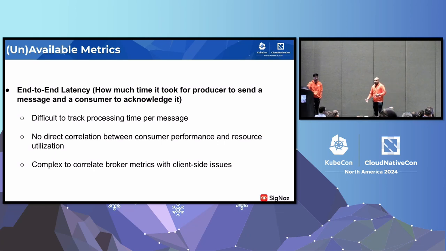Next is the end-to-end latency of a message. The end-to-end latency refers to when a message is started from a producer, goes into the queue, is consumed by the consumer, and the consumer acknowledges it. So that is missing with Kafka right now. And that is a key thing that we need to track, the processing time per message.